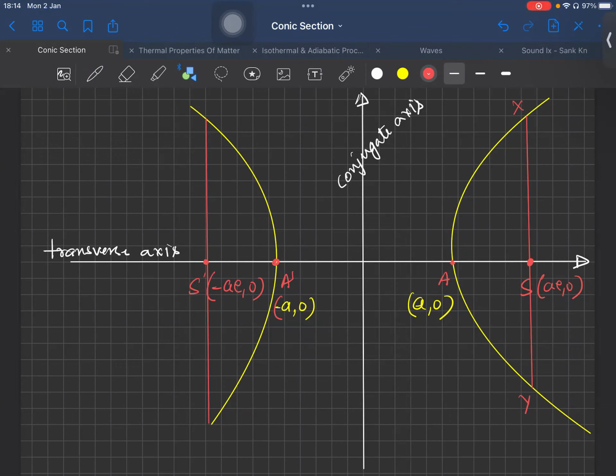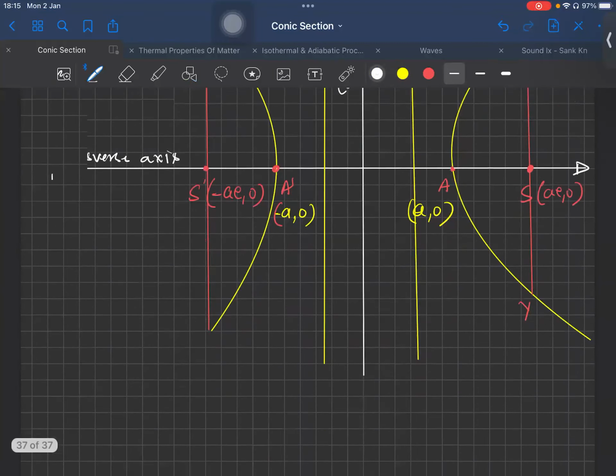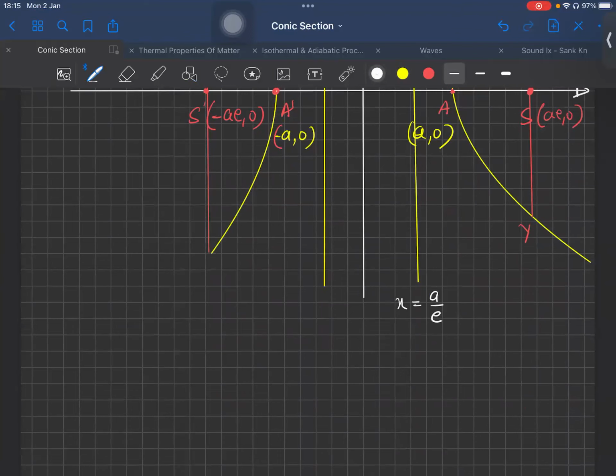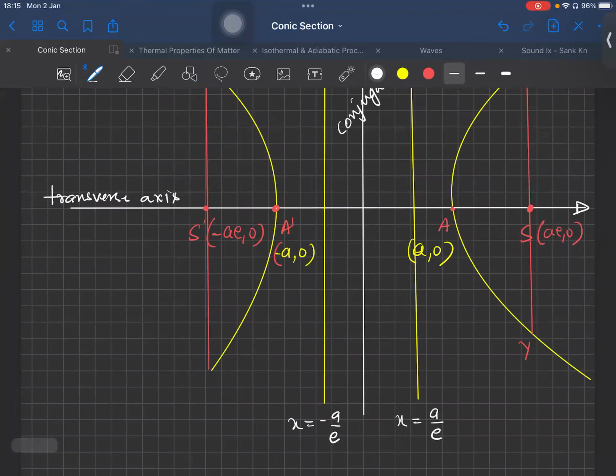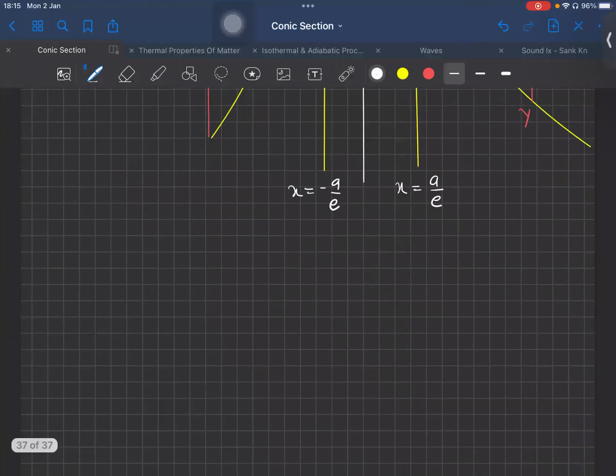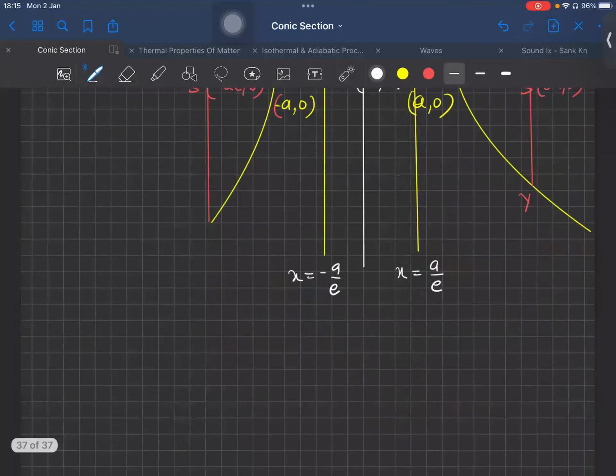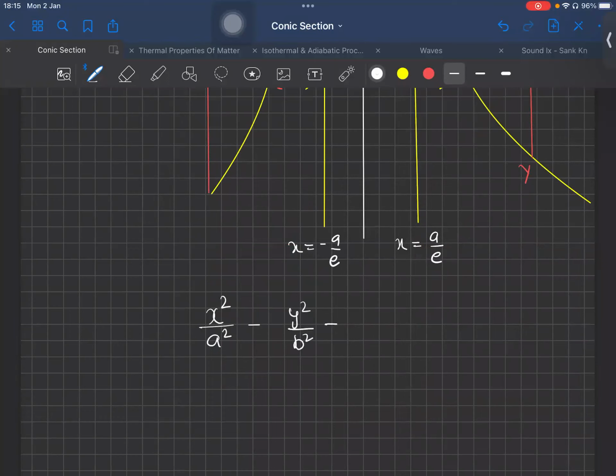Where is the directrix? Directrix is here. First directrix, second directrix. Understood? What is the equation of directrix? X is equal to A upon E, X is equal to minus A upon E. This is the origin, or you can say center of hyperbola C, which is 0, 0. Now this hyperbola is x square upon a square minus y square upon b square is equal to 1. It doesn't matter whether A is greater or B is greater.